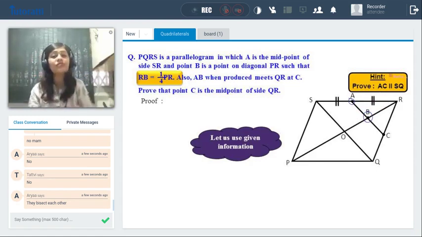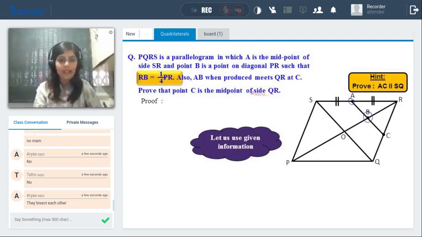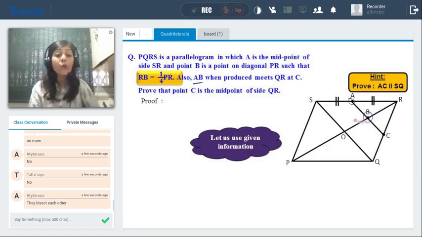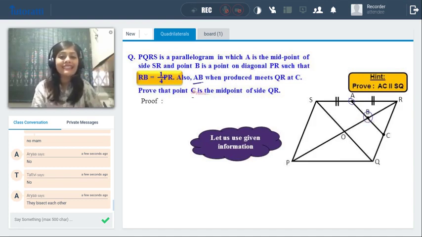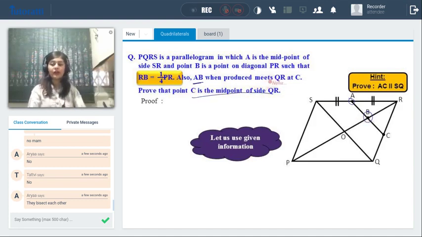Now, students, let's move to the rest of the sum. First, let's try to understand what we actually need to prove. Also, AB when produced meets QR at C. All right, we are extending AB to a point C on QR. We need to show that C is the midpoint of QR. Now, students, pay attention. If you look at QR, C is the midpoint of QR.